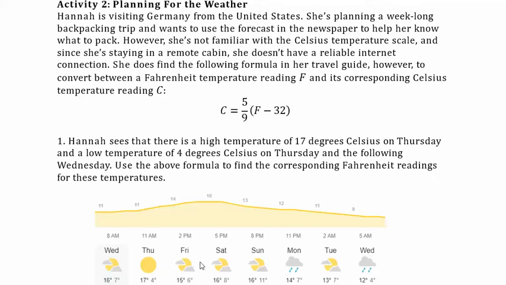All right, so we've got the forecast down here. So we have 17 degrees Celsius on Thursday and a low of 4 right there. And then the following Wednesday. So we want to find those temperatures as well, 2 degrees and 4 degrees. All right, we have some work to do, so let's jump in and do it.